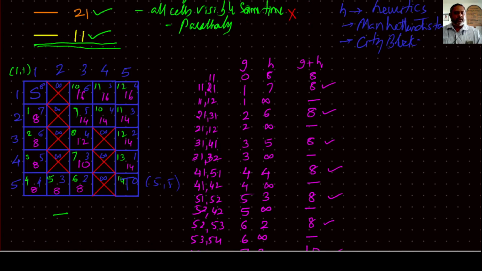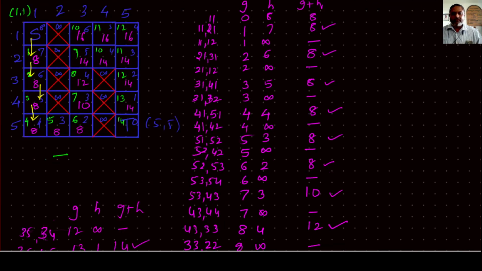So how did we come? We came from 1 1, we went to 2 1. From 2 1 we went to 3 1. From 3 1 we went to 4 1. From 4 1 we went to 5 1. So all these tick marked I am using. And from 5 1 we went to 5 2. From 5 2 we went to 5 3. And from 5 3 we went to 4 3.